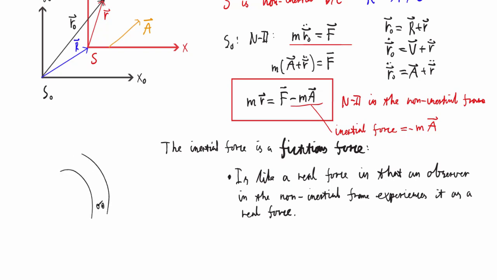Here's a car, seen from above, going through a curve. A passenger in this car will feel as if there's a force pushing on them towards the right, as if they're being pushed out against the outer door here on the right. And that's the fictitious force, mA. So for an observer inside the car, this is indistinguishable from a real force. On the other hand, it is not like a real force because it doesn't correspond to an actual physical interaction.